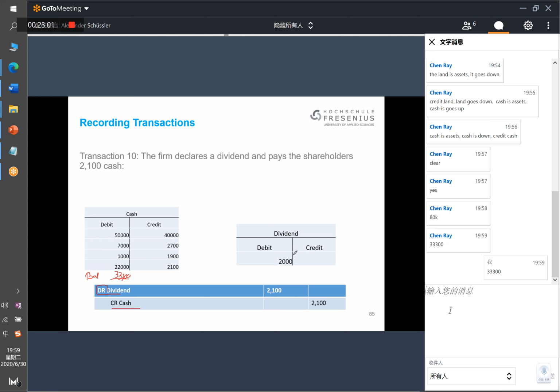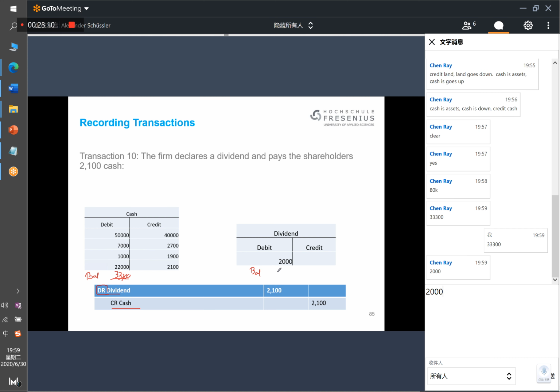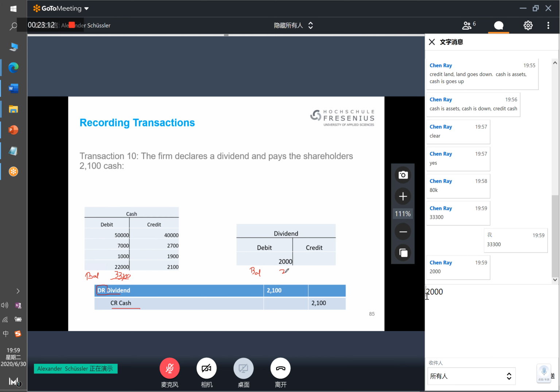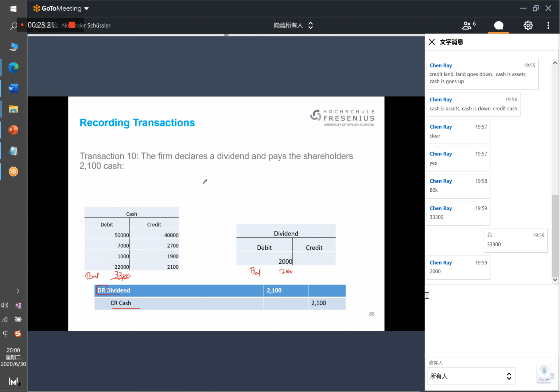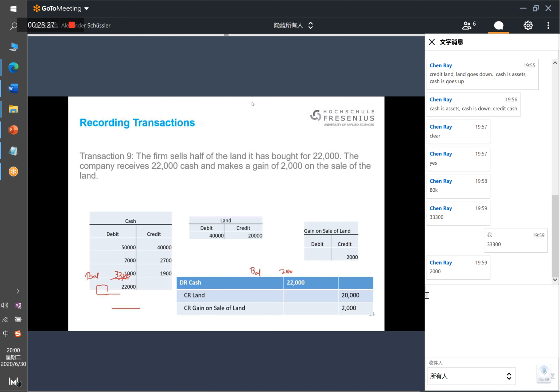For dividends, the balance is very easy. For dividends, the balance is 2,000. I would suggest you try that, but we can also do it together for the other accounts. So let's go through the other accounts.